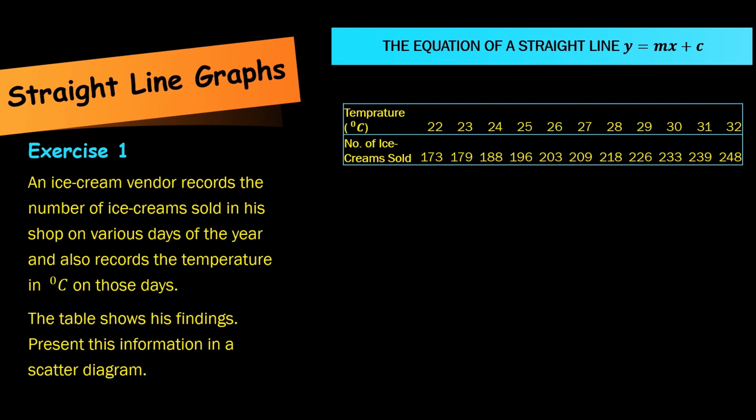So let's have a go at exercise 1 first. An ice cream vendor records the number of ice creams sold in his shop on various days of the year and also records the temperature in degrees centigrade on those days. The table shows his findings. Present this information in a scatter diagram.